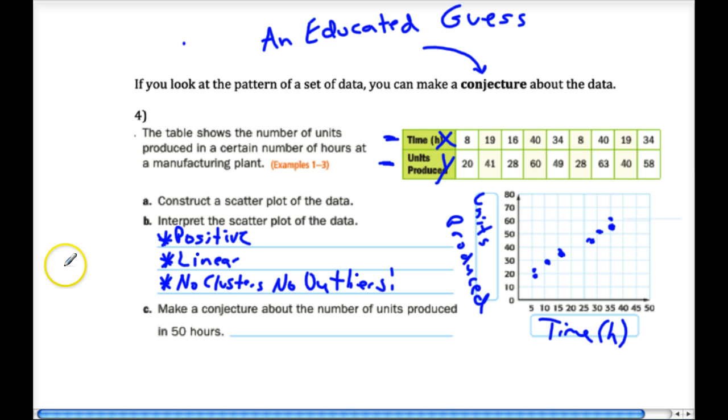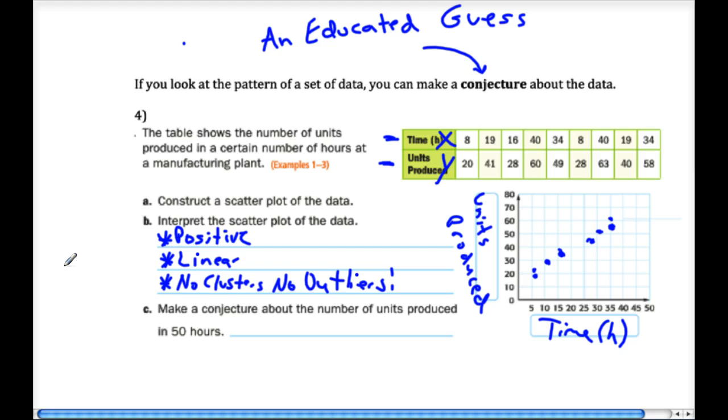Okay? Now, here's our conjecture. Here's our hypothesis. Here's our educated guess. Don't say it out loud. There's not one right answer here. As long as you're close, we're happy. How many widgets are we going to make in 50 hours? Write down a number. Based on this info, based on your graph, in 50 hours, how many widgets are you going to make? Raise your hand when you got an answer. There's not one right answer. As long as you're close, we're happy.